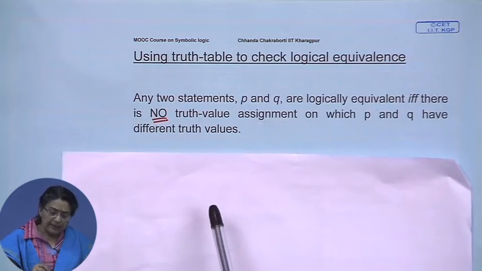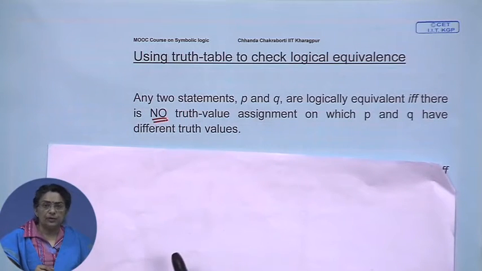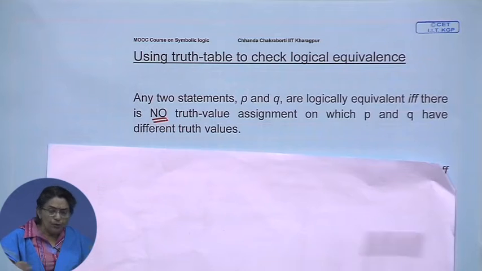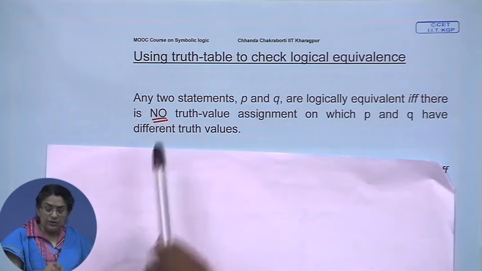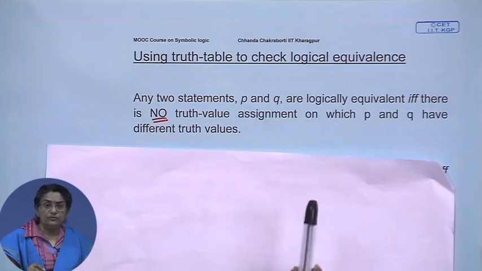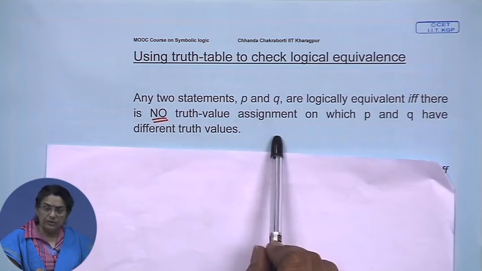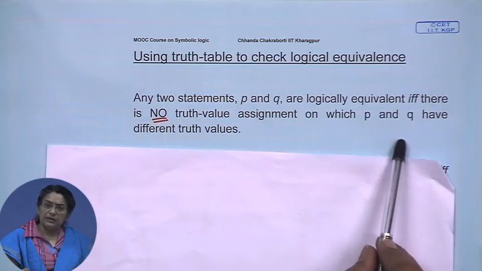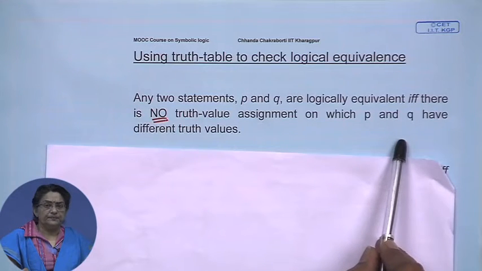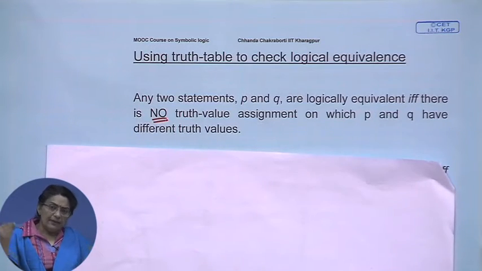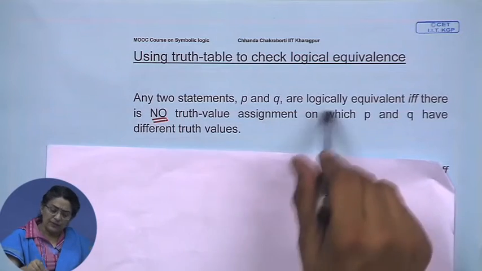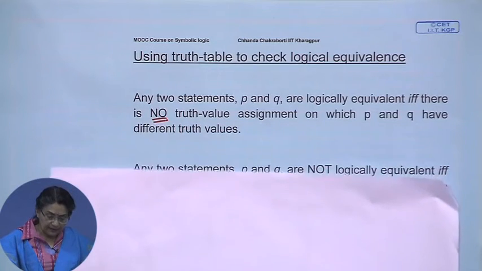So, I will repeat that. When can we call P and Q logically equivalent? When there is no truth value assignment. Remember, this is no, none. You have to show it exhaustively, that there is no truth value assignment on which the values of P and Q differ. So, in every single case the values of P and Q will match. That is when we call them logically equivalent.